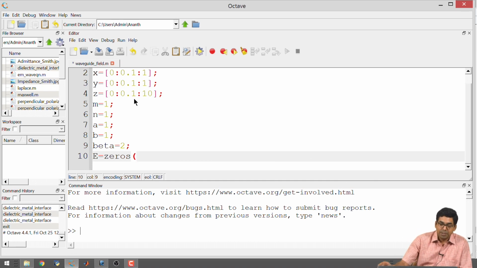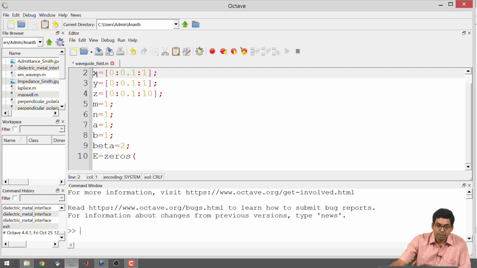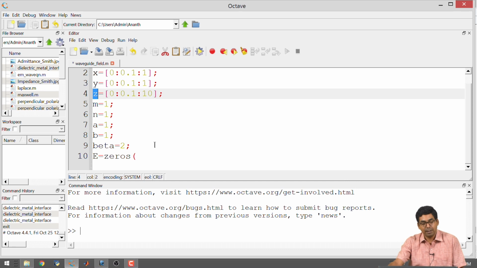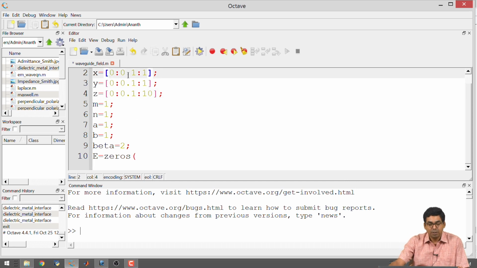So, here I am just going to use these things as my indicator for the dimensions of the matrix. So, I am having x going from 0 to 1 in steps of 0.1, that means I will be having an array whose length is 11, all right, whose size is 11. Right, 0 to 1 in steps of 0.1. So, that will be 10 plus 1. So, 11 will be the size of that array.